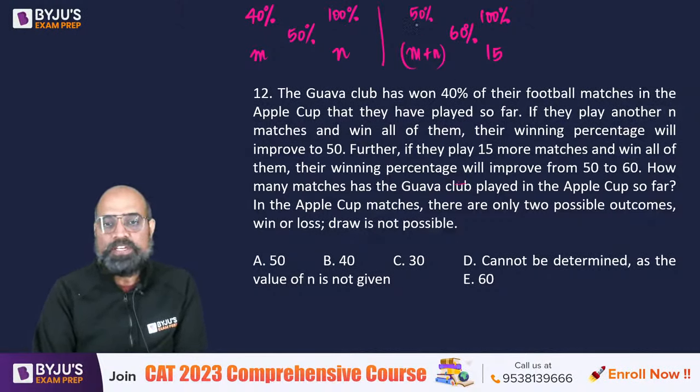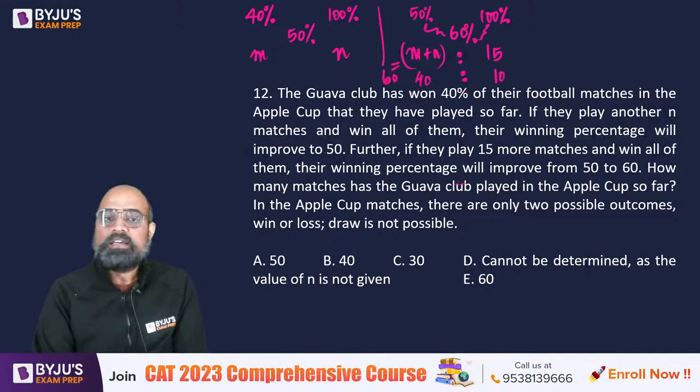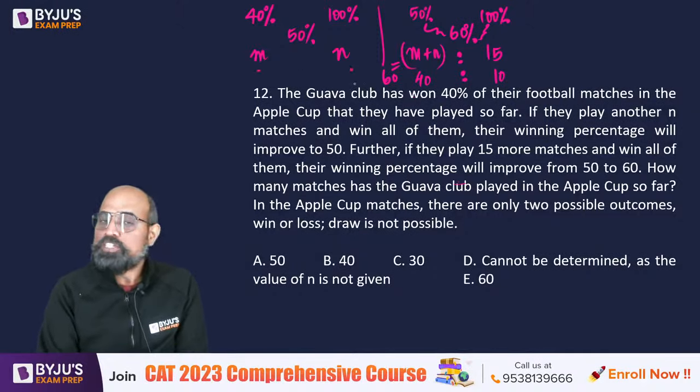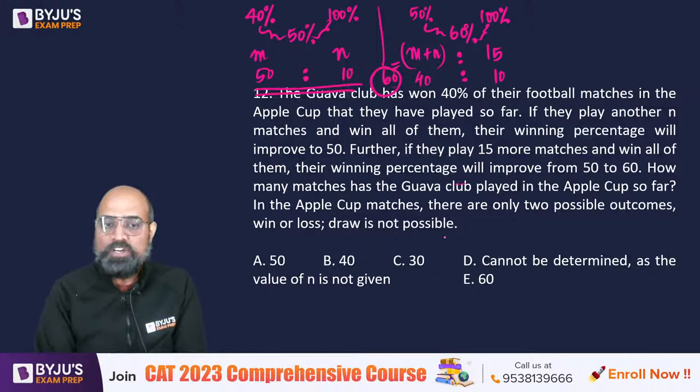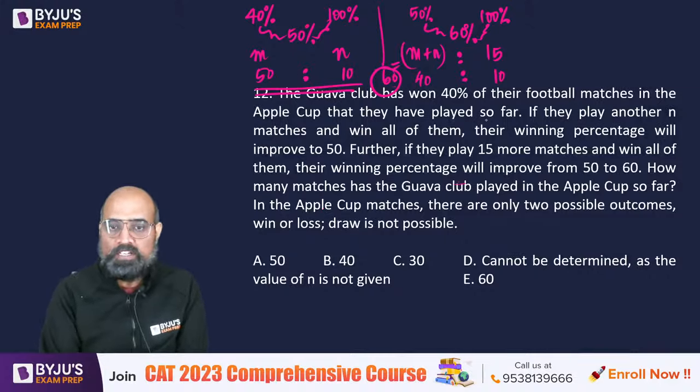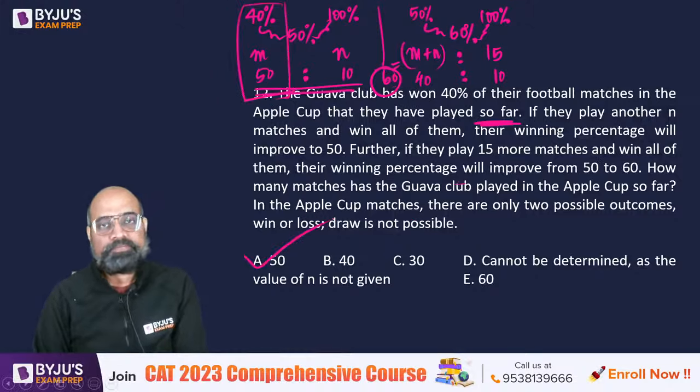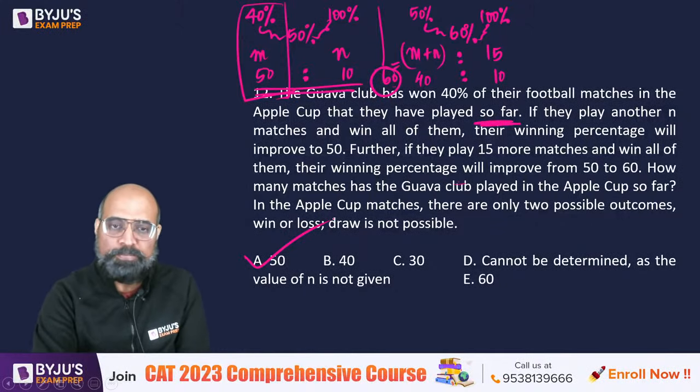Now using alligation, we can say that this is 10 and this is 40. The ratio 10 to 40 corresponds to 15, and this will give us 60. Now that means the sum of these two is 60. Using alligation, we will get a 10 here and we will get a 50 here. We don't have to simplify because we know that the sum is 60 and we can see that the sum is 60. So how many matches has the Goa club played in the Apple Cup so far? So far means, how many did they play? 50. So 2 times alligation and it's pretty simple.